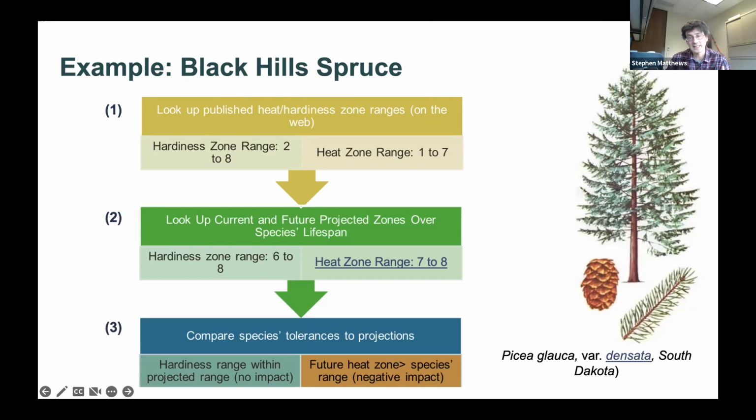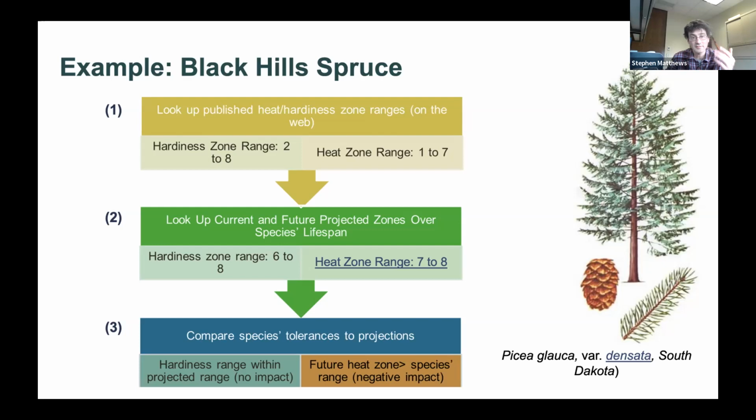So how many days are above that 86 degree aspect? I'm just trying to pin it to general plant values. If we look at Black Hills spruce, from the literature we can identify the hardiness zones 2 to 8, heat zones 1 to 7 across its range. We can then use the tool to compare what that location looks like across its range into the future projections.